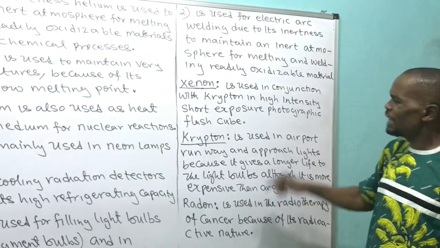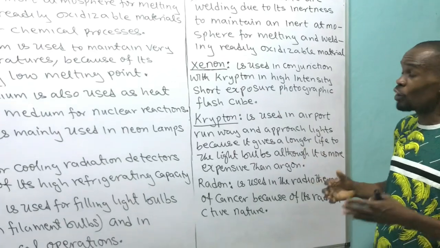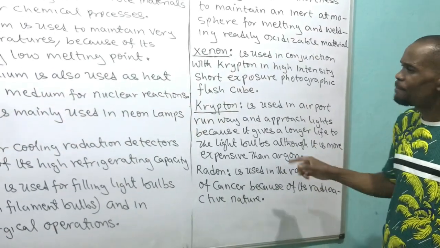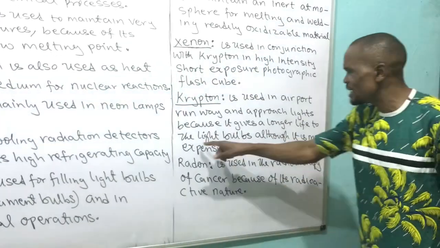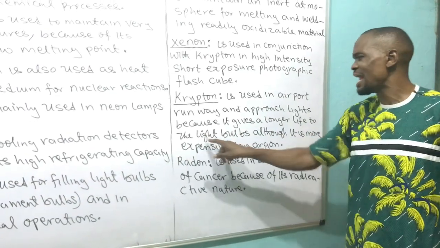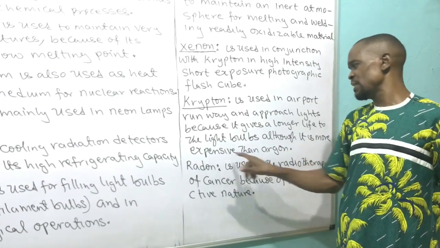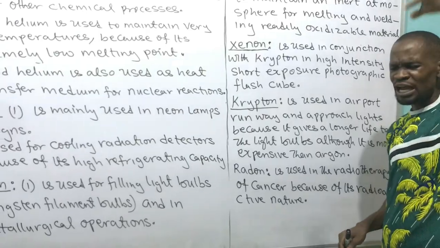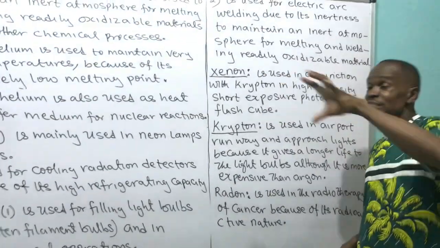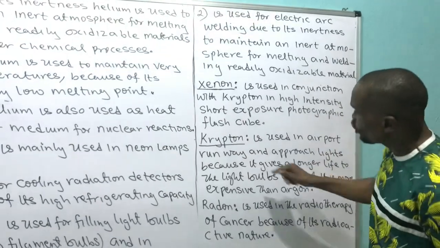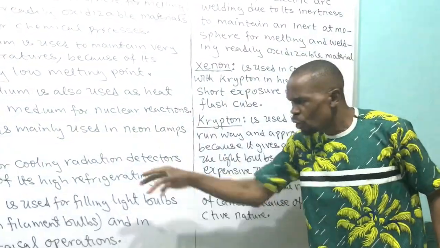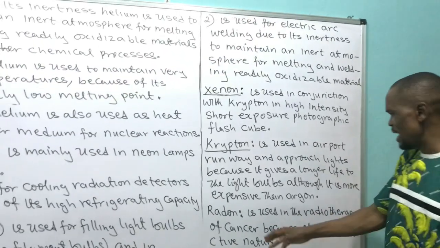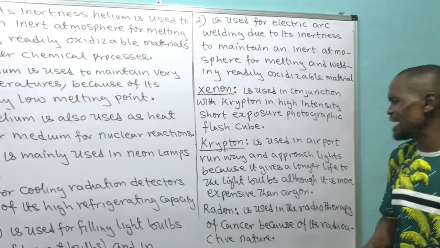Any light where we use krypton, that is the halogen bulb, where we use krypton to protect it, has a longer life compared to the one that is using argon. So we now say because it gives a longer life to the light bulb, although it is more expensive than argon. Have you seen it now? Those lighting indicator bulbs in the airport are filled up with krypton, and it is more expensive compared to the one we use argon, because argon is used to fill as well.